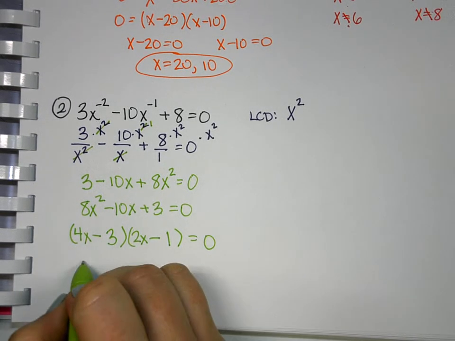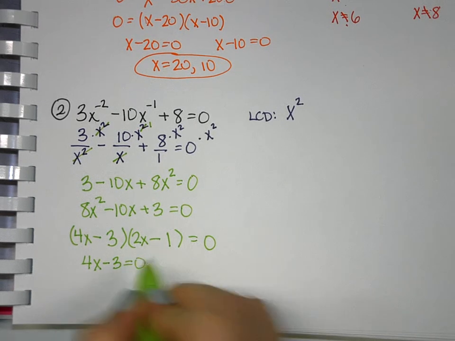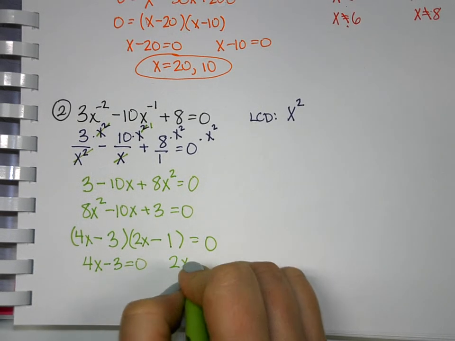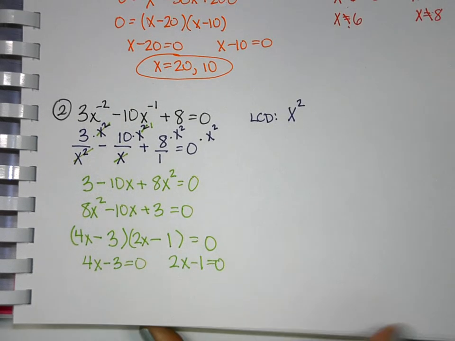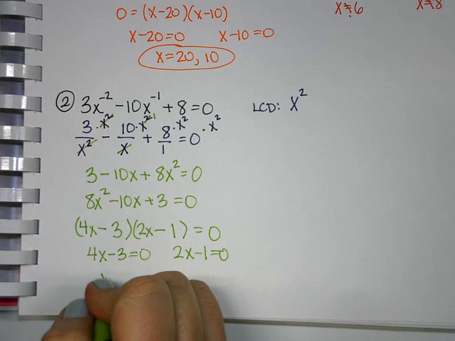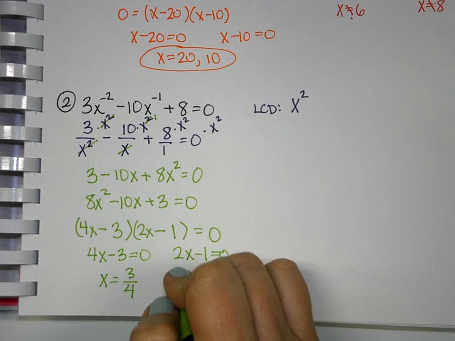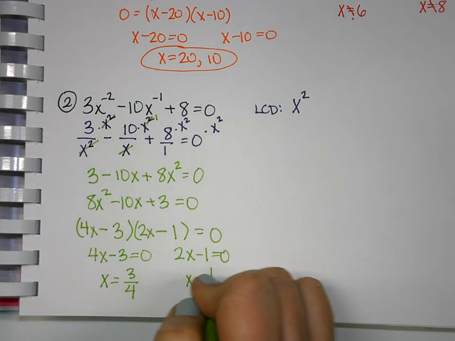So now I can go ahead and say 4x minus 3 equals 0 and 2x minus 1 equals 0. So set each factor equal to 0 so we can solve. When we solve, we'll get x equals 3/4, and over here we'll get x equals 1/2.